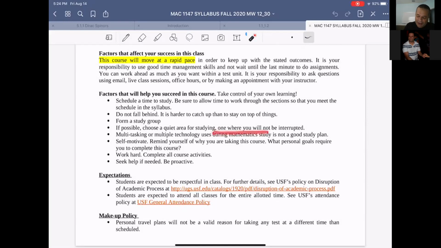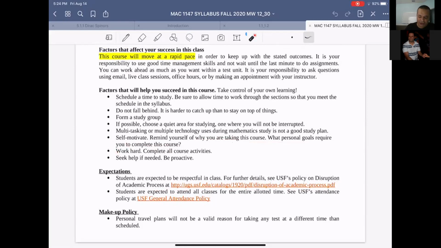Choose a quiet place. I don't know how relevant that is. Okay, multitasking. When you're doing math, do math. Don't do other things. Okay. Self-motivate. Why are you taking this course? Okay, what is it you're trying to achieve? Okay, and be sure to reach out if you're having an issue.